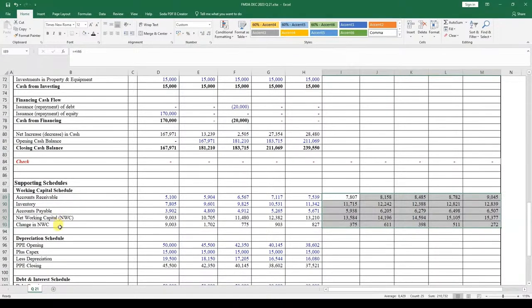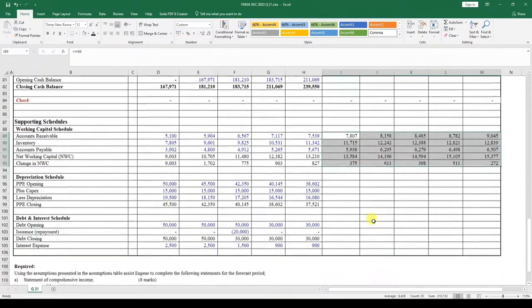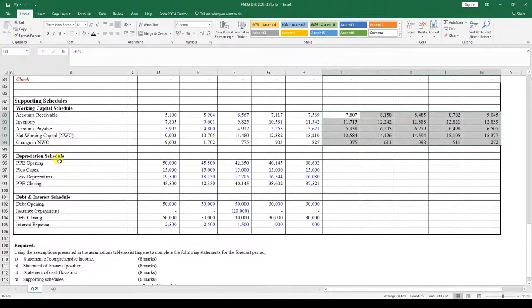The change in net working capital is going to be useful in computing some items in the balance sheet or in the cash flow statement, pardon me. So we move down to the next supporting schedule, depreciation schedule. Now we can see something that is very unique from the historical values here.